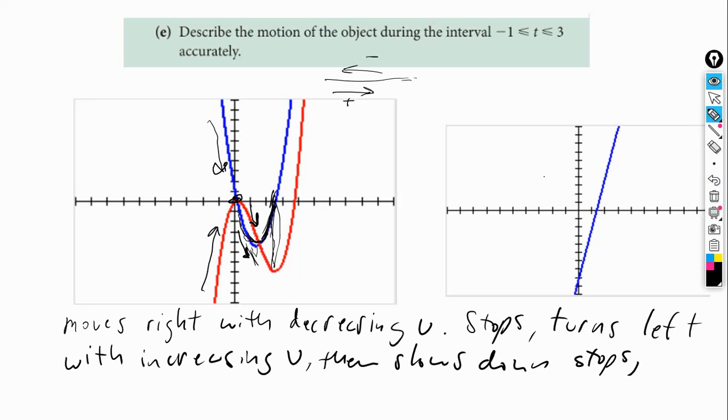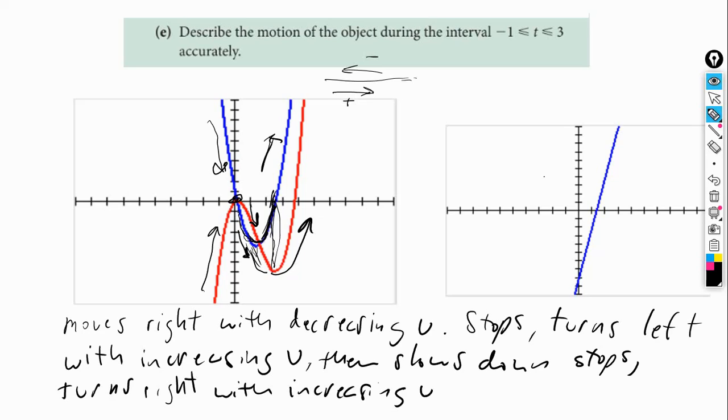So notice that it's going towards the left, velocity slows down, stops, and then turns right again, right? Stops, and then turns right. And you have to say again that the velocity after it turns right is positive now. And because the displacement is towards the right, it works in its favor. So we'd say turns right with increasing velocity. And that's all we have to describe because it's only in that time interval.